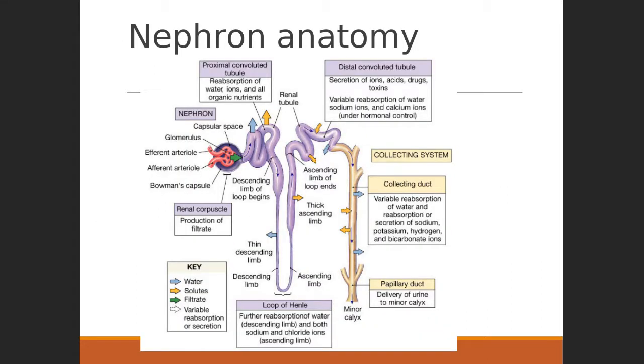So we filter out our glomerulus, and every step along the way, proximal convoluted tubule, loop of Henle, distal convoluted tubule, collecting duct, we have various mechanisms that we'll get into to reabsorb solutes back out of that filtrate, to reabsorb water and put it back in the blood, with anything making it out the end of our collecting duct becoming urine.